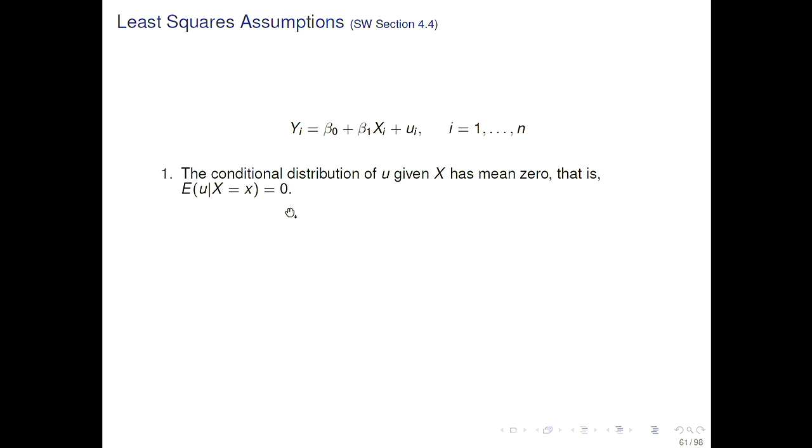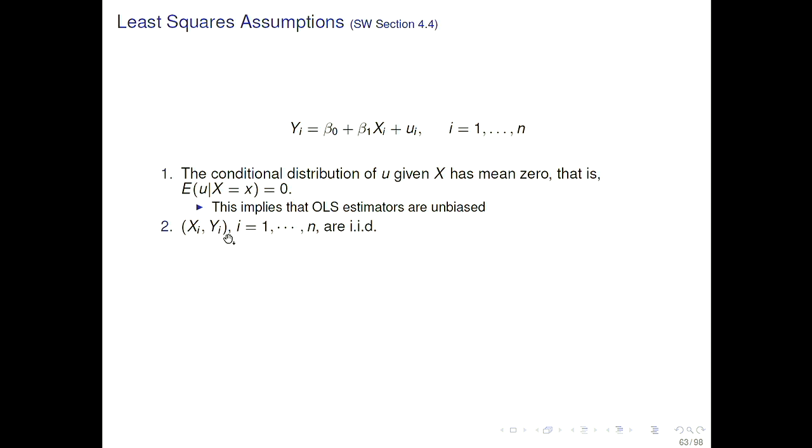That is a really important assumption. Later, we're going to use this assumption for consistency of the OLS estimator. And also, under this assumption, we can show that OLS estimators are unbiased. Without this assumption, we cannot even say that the OLS estimator is unbiased.